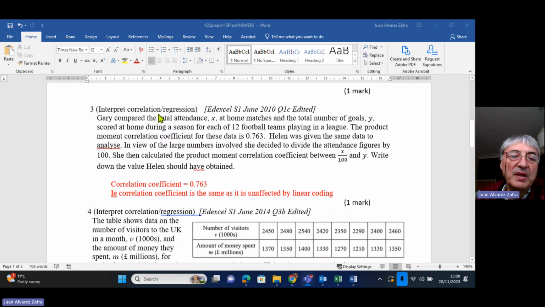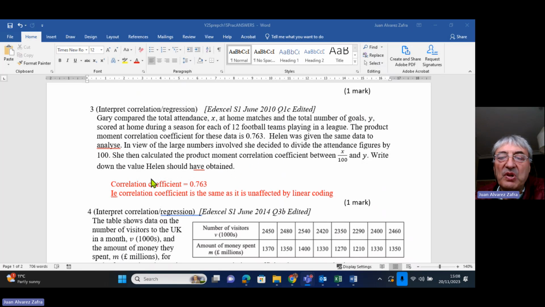Question 3. Gary compared the total attendance x at home matches and total number of goals y scored at home during a season of each of 12 football games playing in a league. The product moment correlation coefficient of this is 0.763. Helen was given the same data to analyze. In view of the large numbers involved, she decided to divide the attendance figures by 100. She then calculated the product moment correlation coefficient between x over 100 and y. Write down the value Helen should have obtained.